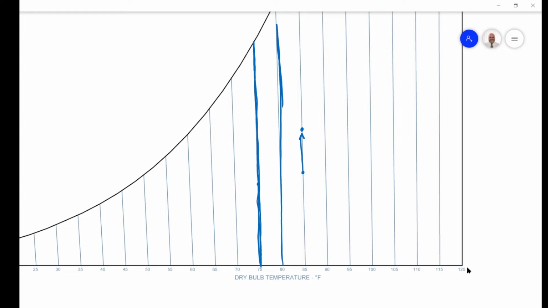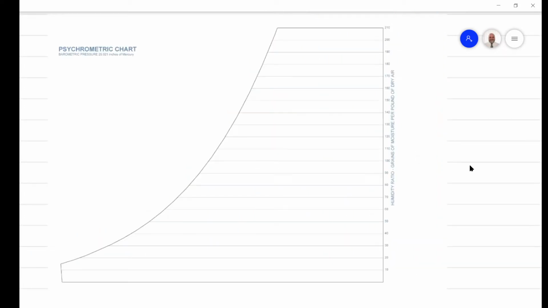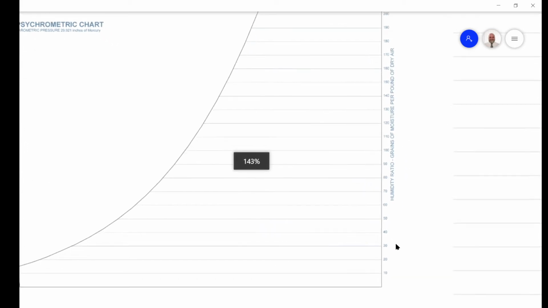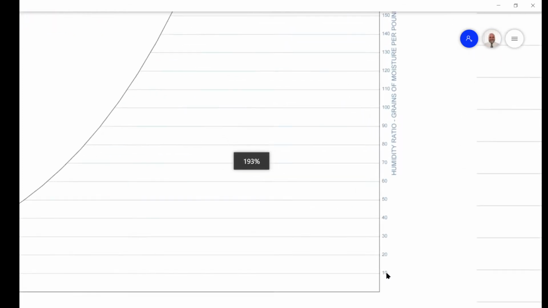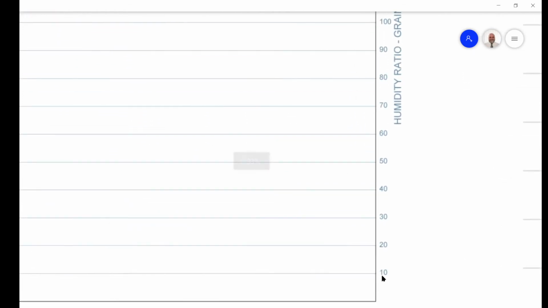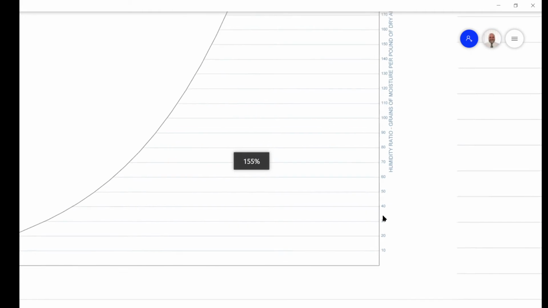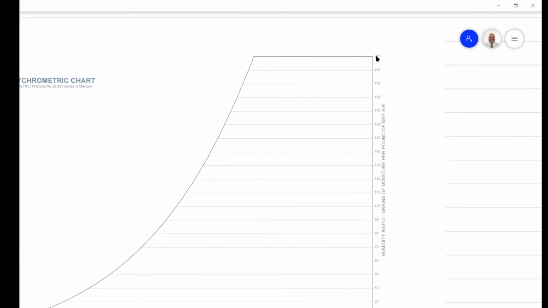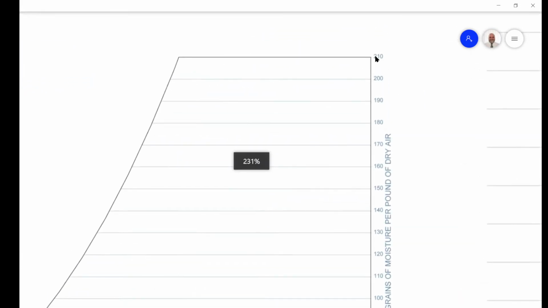Another measurement on the chart itself is the y-axis, which is the grains of water in the air. And as you can see, it goes from 0 grains here, 10, 20, 30, all the way to 210 in this particular chart.